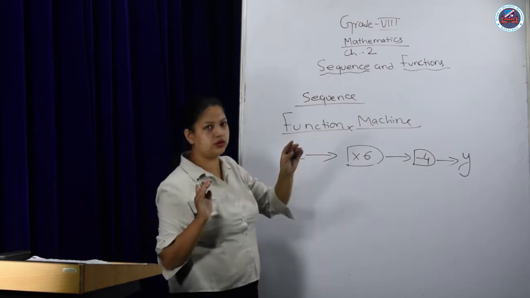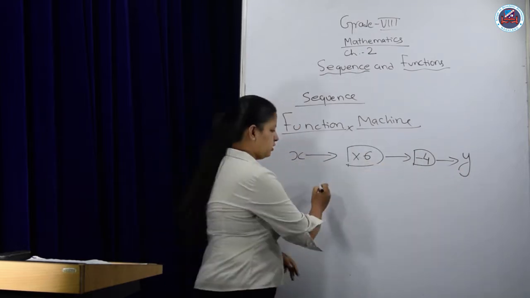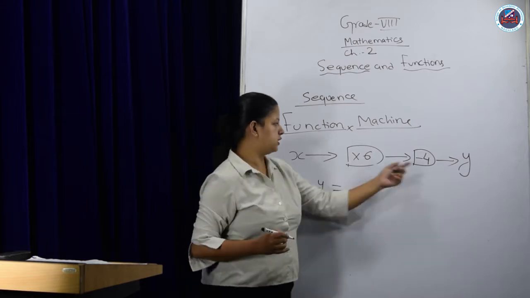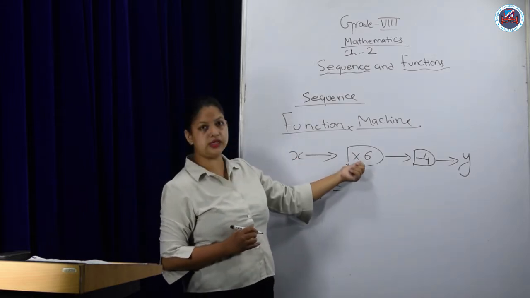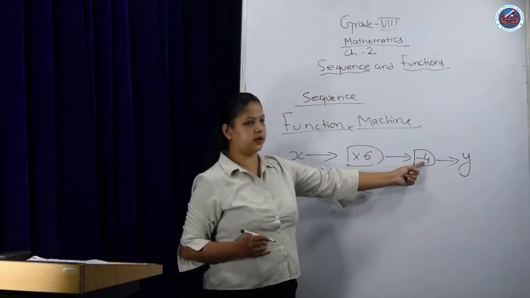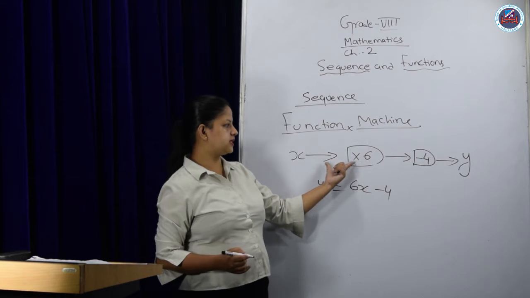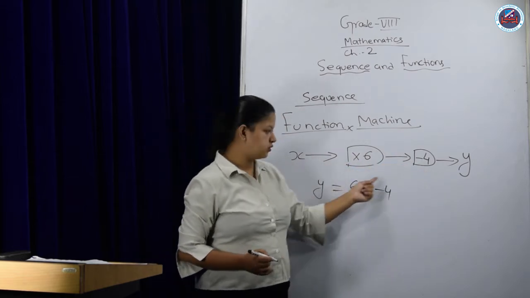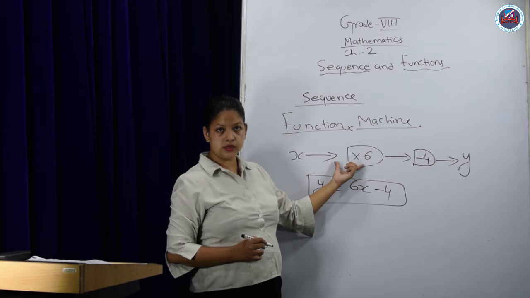Now from here you can even frame the equation. What is your output? y. y is equal to, what is being done to the input? First it is multiplied by 6: 6 into x, 6x. And then 4 is subtracted, minus 4. That means y is equal to 6x minus 4. Now this is the equation.